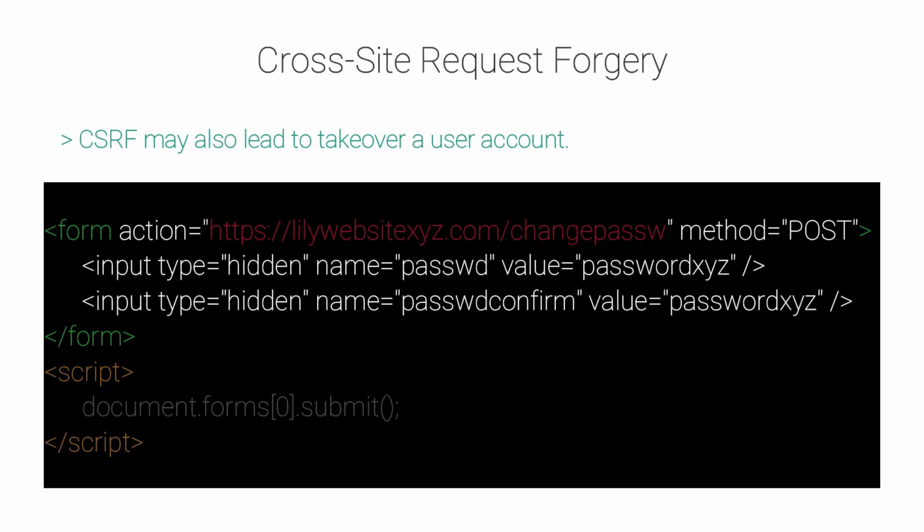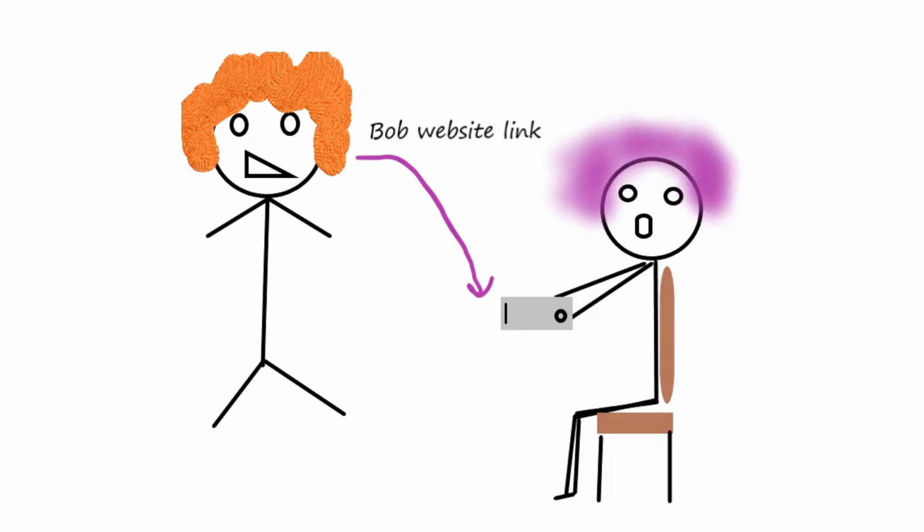Cross-site request forgery. Now cross-site request forgery is an attack where an attacker tricks the user to open a link through which an authenticated account can be compromised. How? Well, let me show you a basic example of how this attack works. Let's say we have a user Lily and we have an attacker named Bob. Bob wants to hack Lily's account on Lily's website xyz.com. Lily is already authenticated on xyz.com and the session cookie is stored in her web browser.